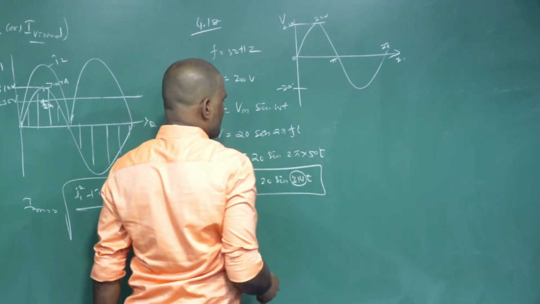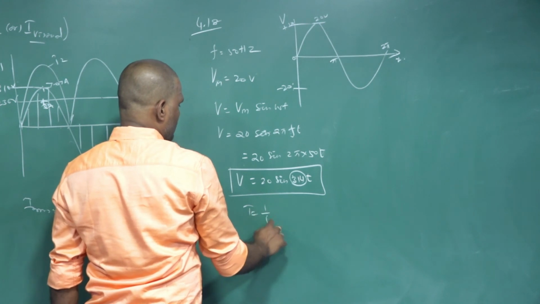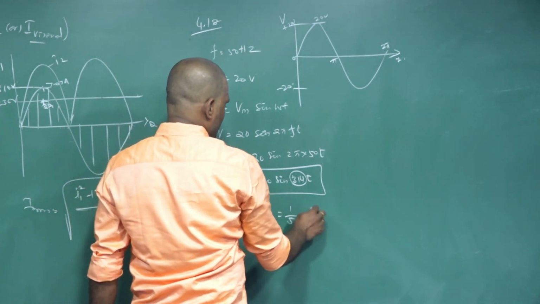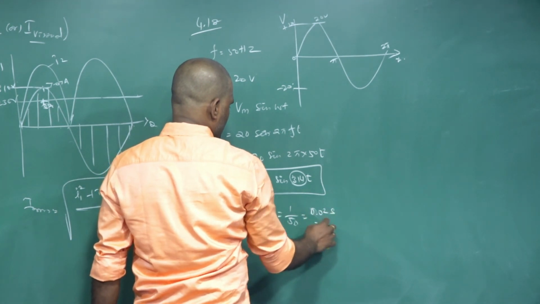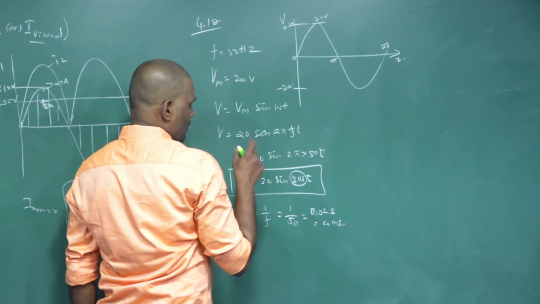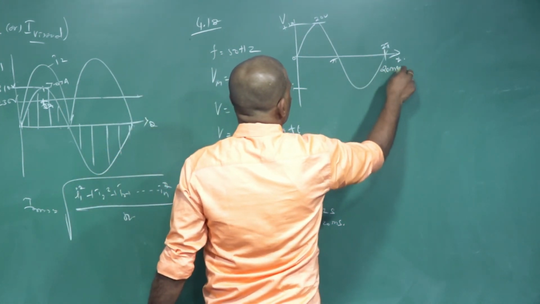They have represented 50 Hz, for which we can calculate the time period also. T equals 1 by f, so 1 by 50. 1 by 50 is 0.02 second or 20 millisecond. So the time for one complete cycle is 20 millisecond. This is 20 millisecond.